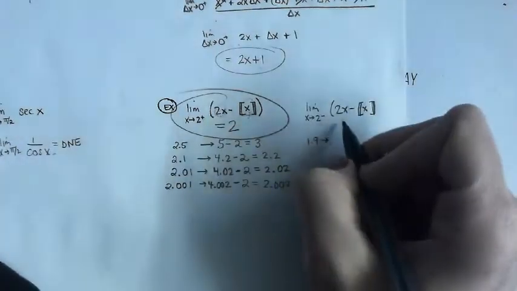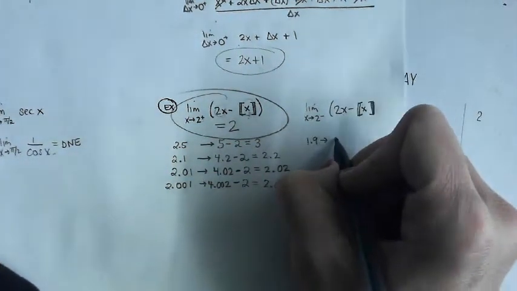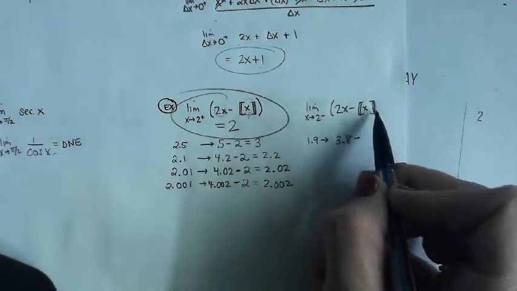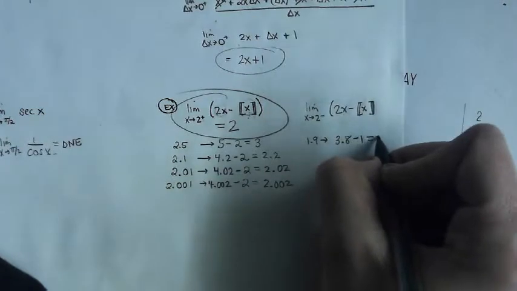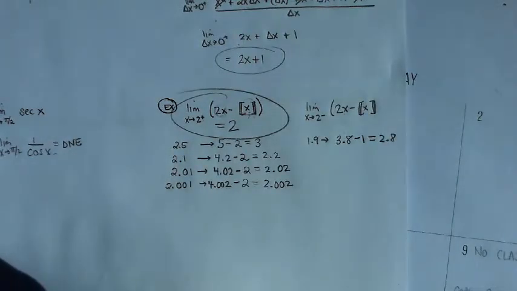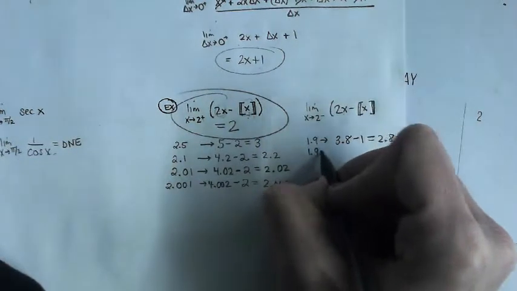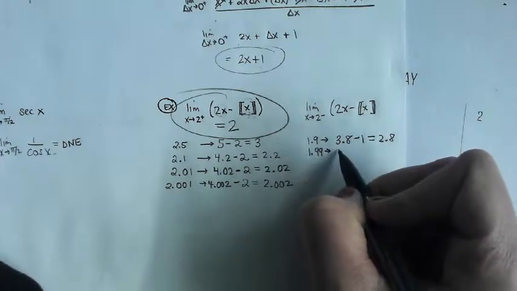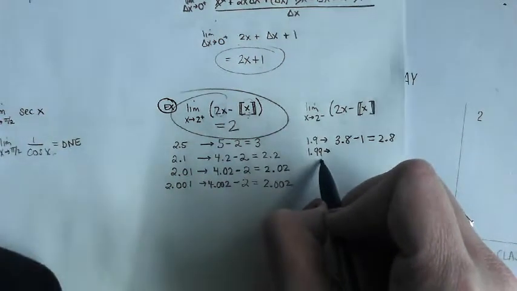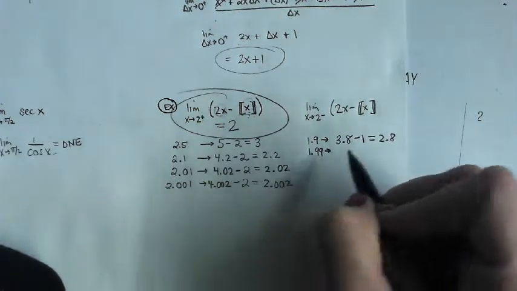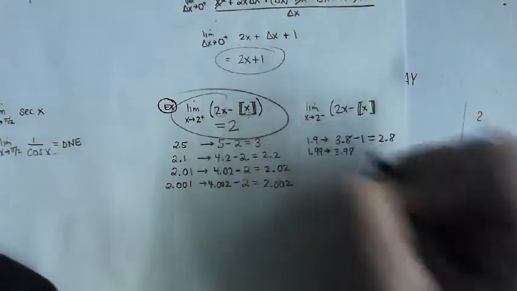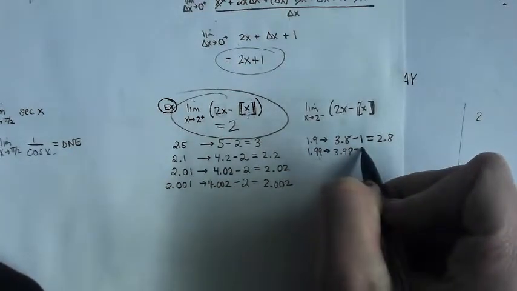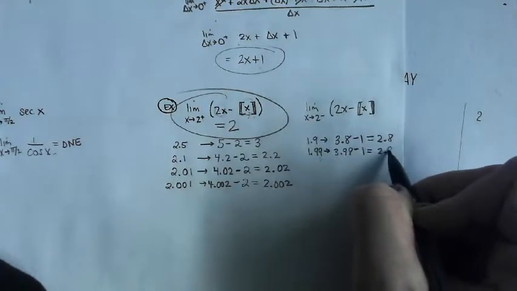I'm sure it is. 2 times 1.9 is 3.8, minus, what's the greatest integer function on 1.9? 1. So that gives you 2.8. What if I plug in 1.99? That's going to be, well, I'm doubling 200 to get to 400, but then subtract 2, so it's 3.98. And what's the greatest integer function on 1.99? Still 1. So that becomes 2.98.